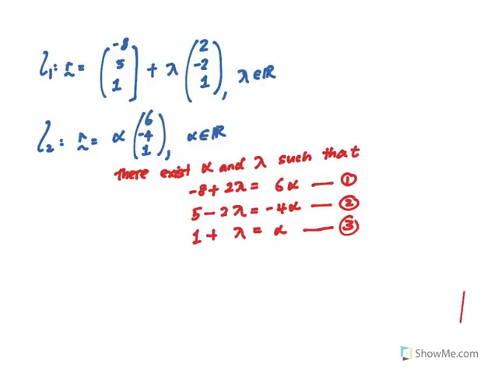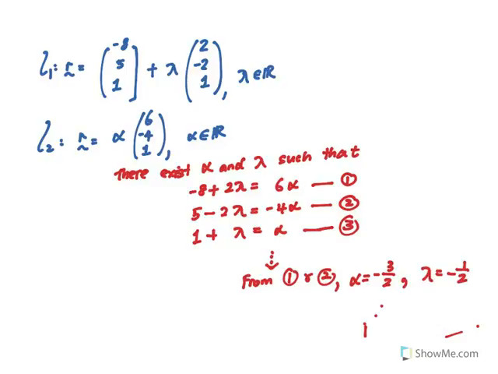Very quickly, you just solve them simultaneously. You can use your GC, you can use whatever. I hope you can do it, but I'm not going to show you. Take equations 1 and 2 and solve them simultaneously using algebra or using GC. The best is to use GC, that is the fastest. So alpha should be negative 3 over 2, and lambda should be negative half.